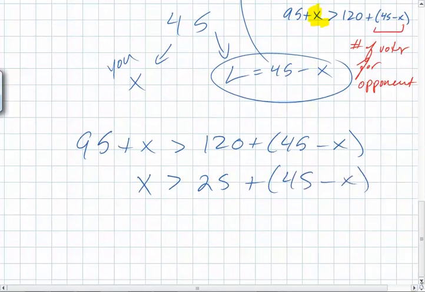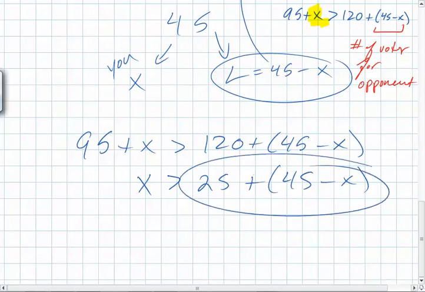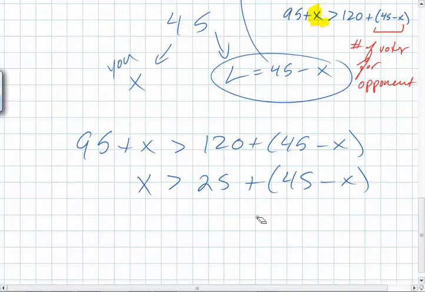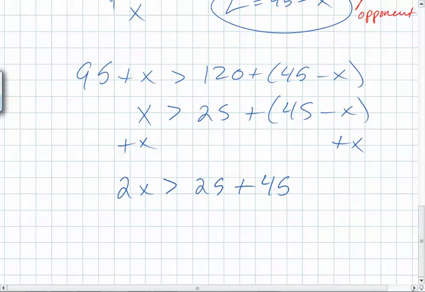What should I do to both sides? Let's focus on this side. What could I do to that side to simplify? Oh, bring x to the other side. Sure. How do I bring x to the other side? Add. So add x to both sides, and what do I end up with? 2x is greater than 25 plus 45. Now what do I do? Add 25 and 45. So 2x is greater than 70.